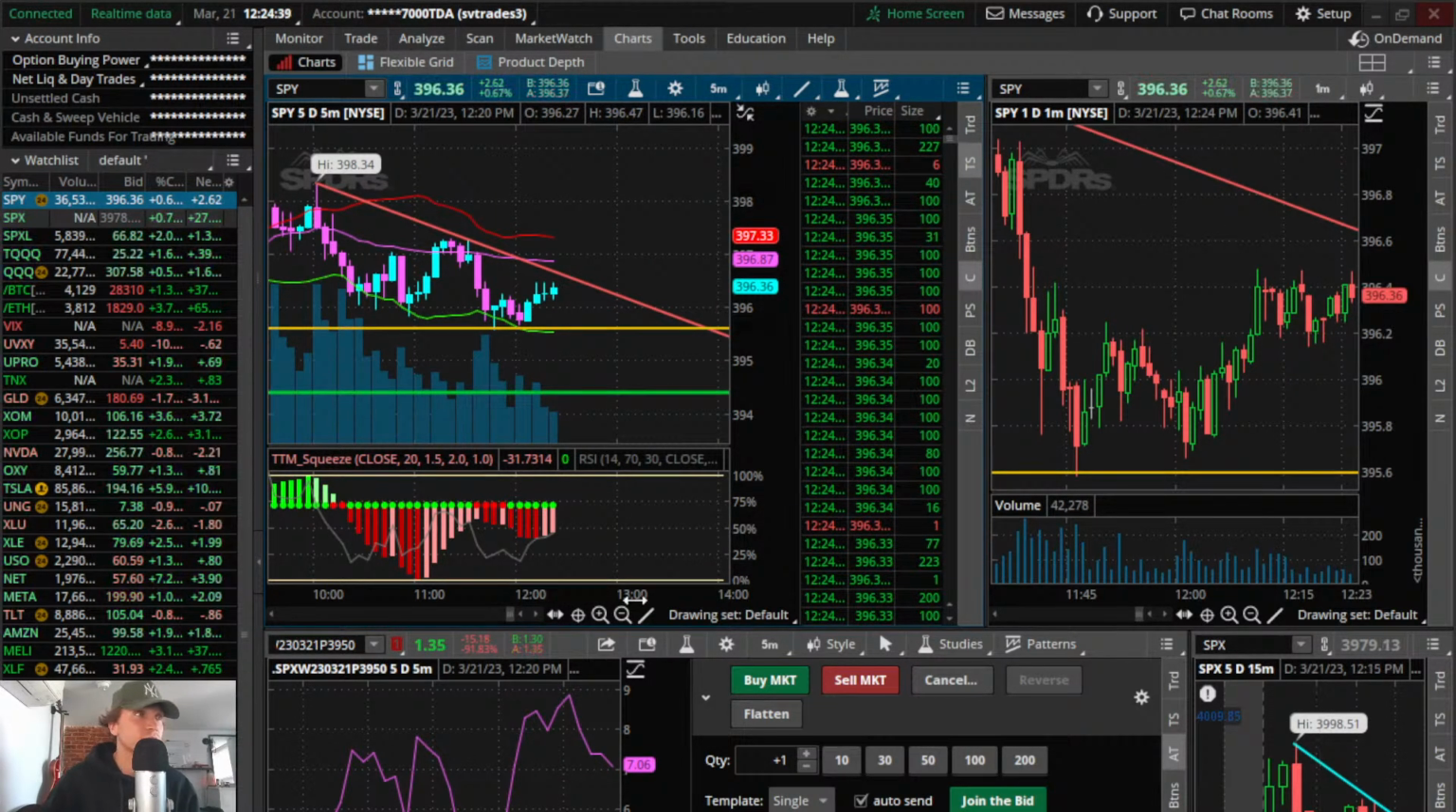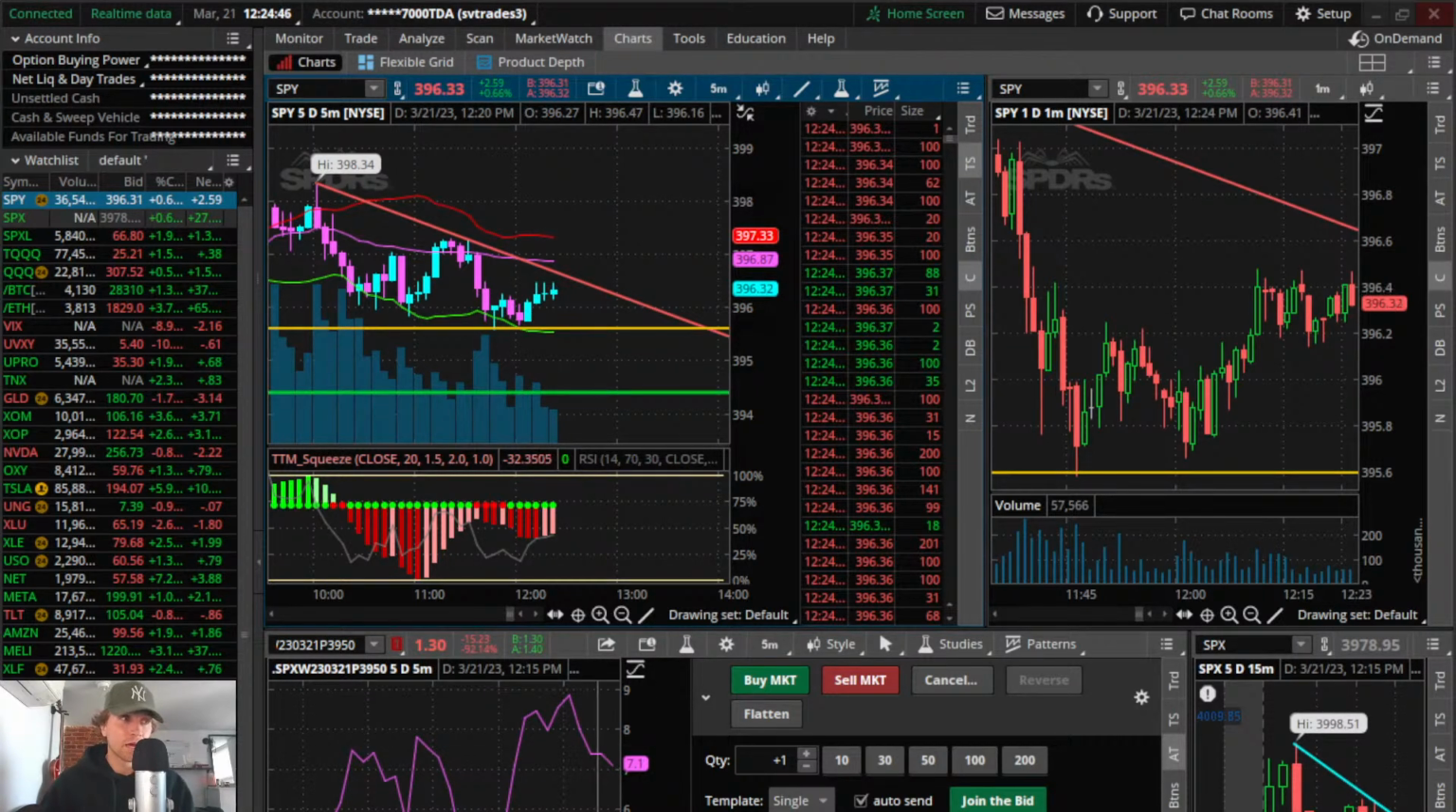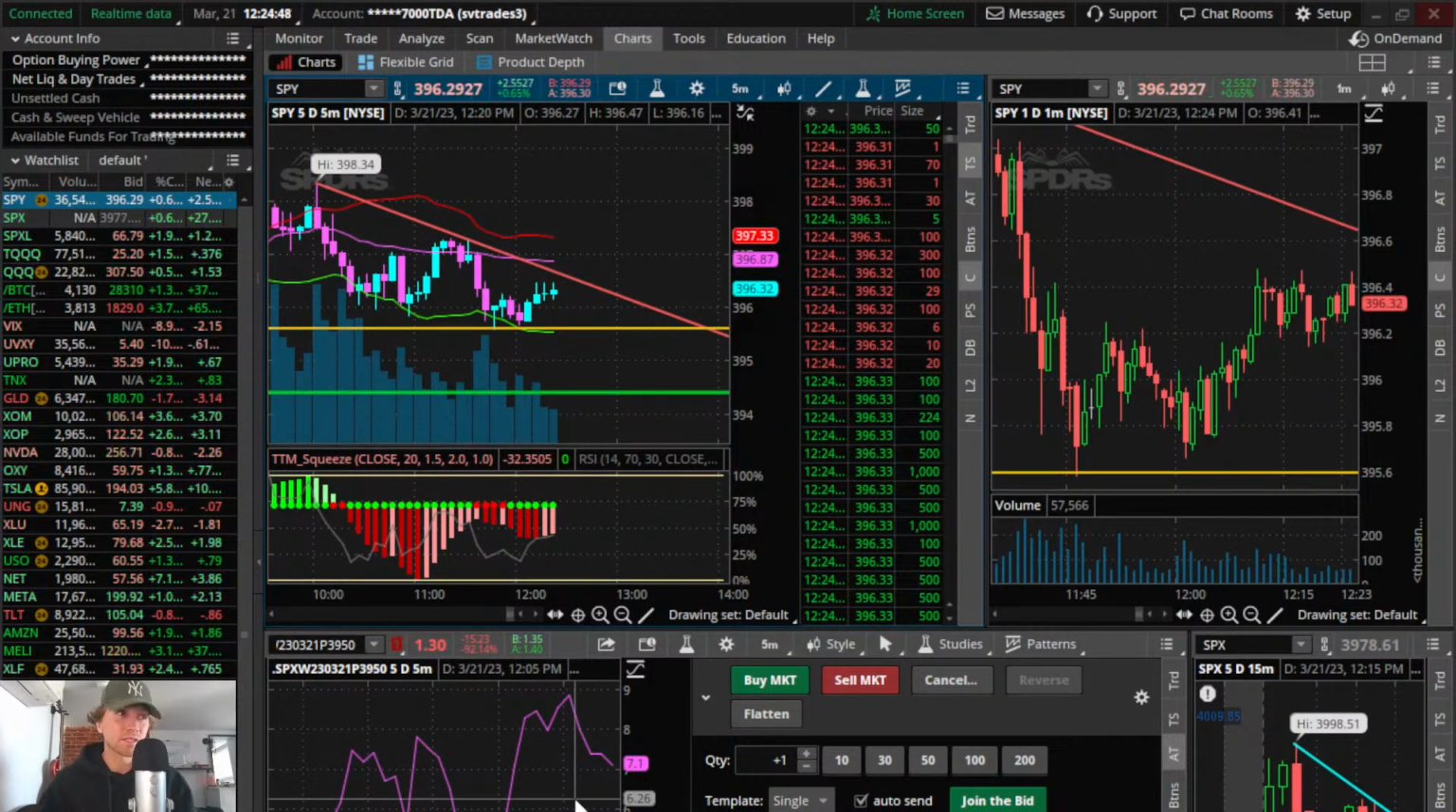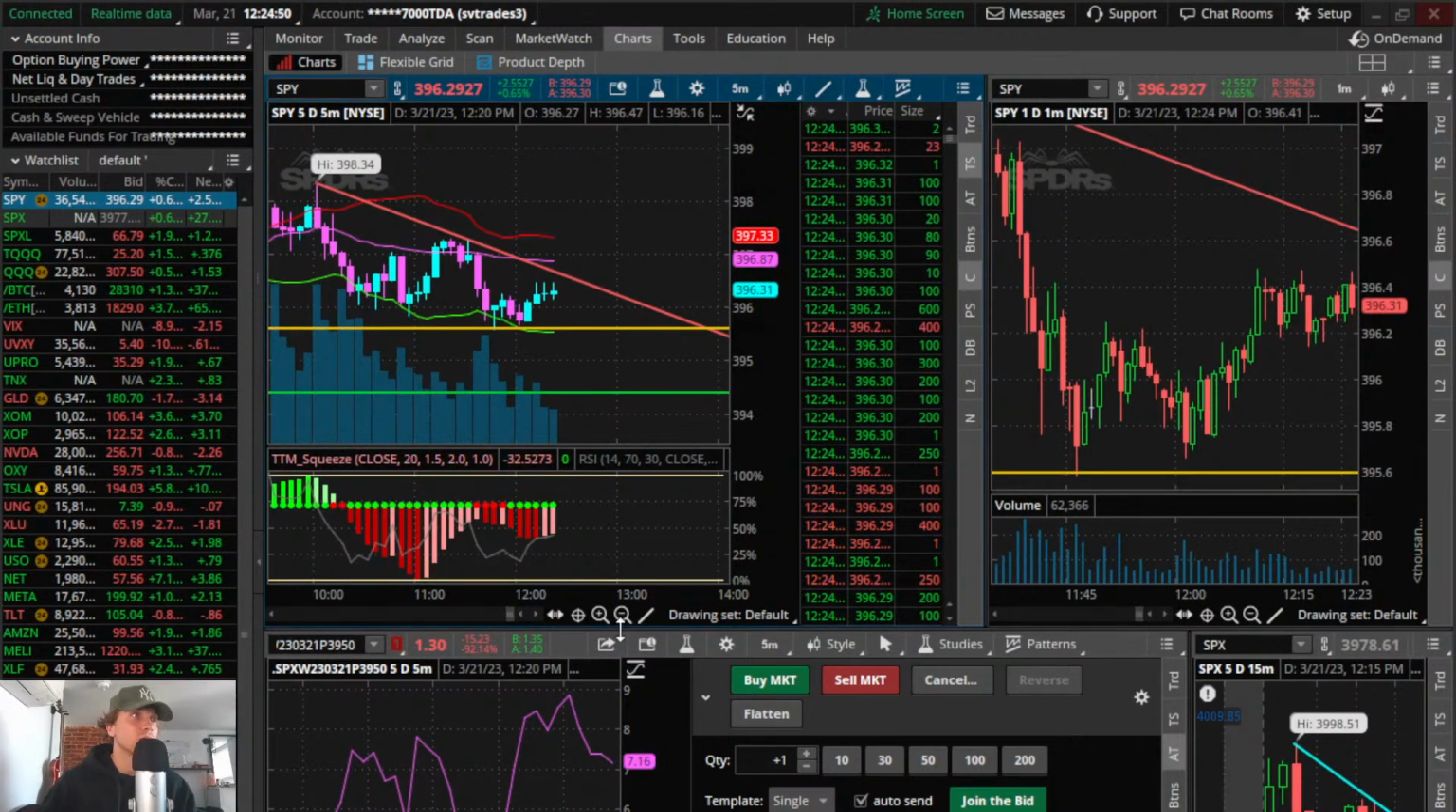SPX low of the day was 3971. These are the 3950s, and if we get down to that gap fill, it's going to be 3956. So it'd be pretty close to the money, and these would pay out really well, probably around $500-$600 a piece at that green line. So just got to be patient.